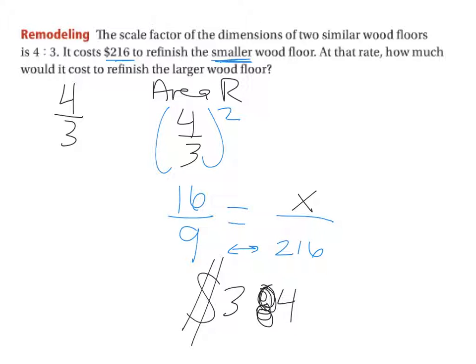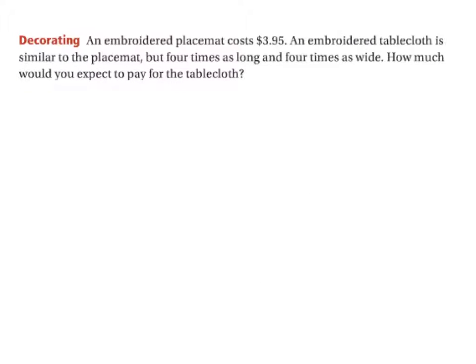Well, now I'm making it worse. Whatevs. An embroidered placement costs $3.95. Now, just reading this, an embroidered placement, so that's talking about something that's two-dimensional. Okay, so two-dimensional is going to be area. I'm talking about the area of something. So I'm going to keep reading.